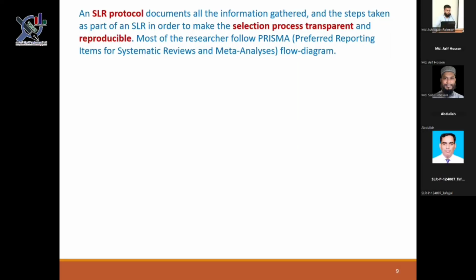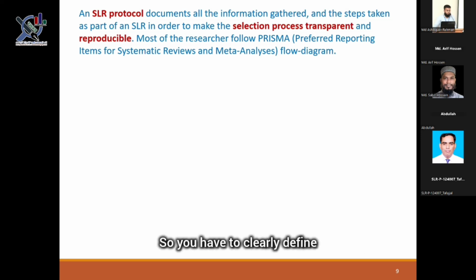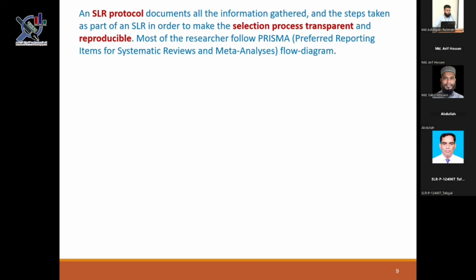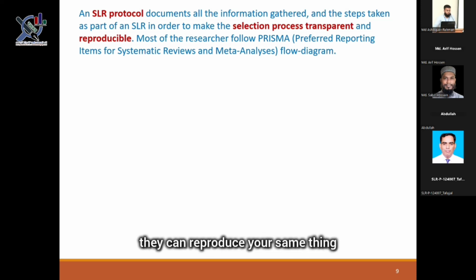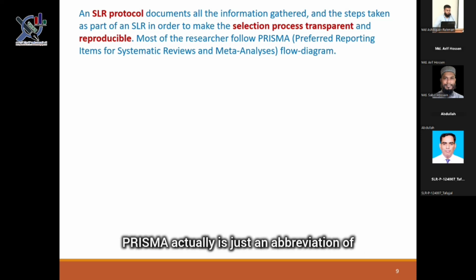I want to repeat that your selection process should be transparent and reproducible. So you have to clearly define the process you applied for this review, and anyone who reads your paper can reproduce the same thing. That's why most researchers generally follow the PRISMA guideline and its flow diagram. PRISMA is an abbreviation of Preferred Reporting Items for Systematic Reviews and Meta-Analyses.